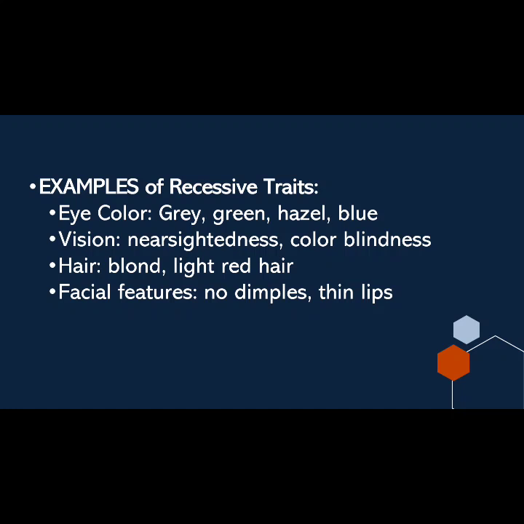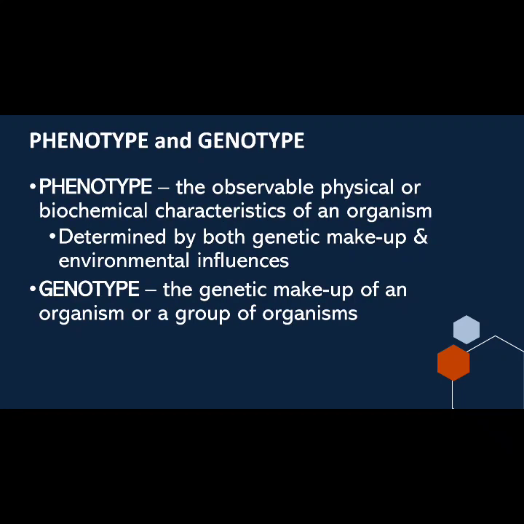Phenotype and genotype. Your phenotype is the observable physical or biochemical characteristic of an organism. It is determined by both genetic makeup and environmental influences. Your skin color, the color of your eyes, and the rest, that is your phenotype. And your genotype is the genetic makeup of an organism or a group of organisms.